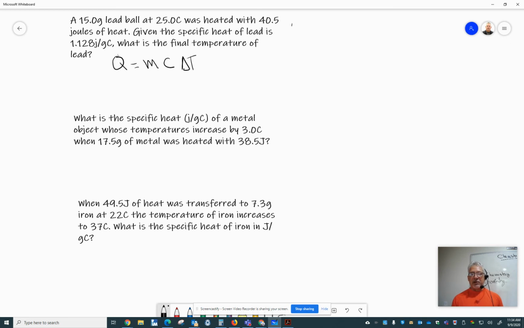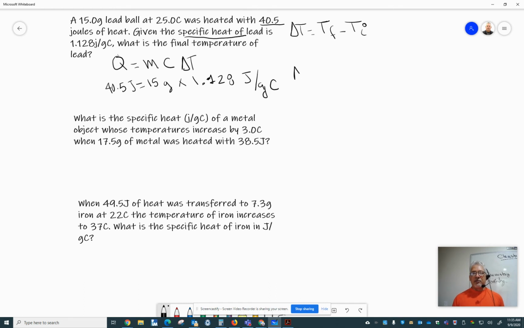What is the delta T? Let me write on the side here. Delta T will be final temperature minus initial temperature. So here they gave you the mass, 15 grams. They gave you the specific heat or heat capacity, that will be 1.128 joule per gram Celsius. And they gave you the heat, 40.5 joules of heat.